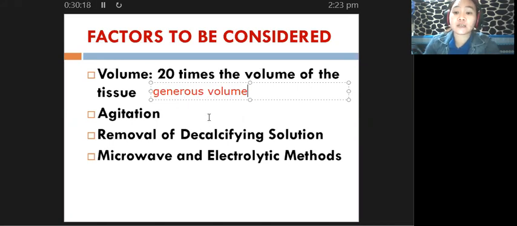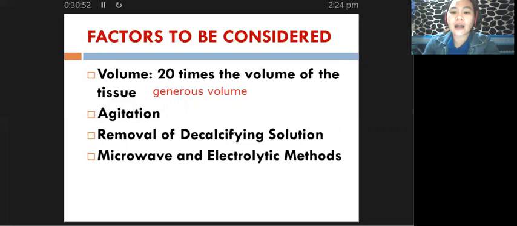Apart from that, we also have to consider the presence of agitation. Just like what we discussed in fixation, mechanical agitation, or moving of your tissue in the solution, will influence the fluid exchange that takes place in your tissue sample. In particular, agitation will increase the rate of diffusion of your acid solution molecules. Thus, it will speed up the decalcification process.